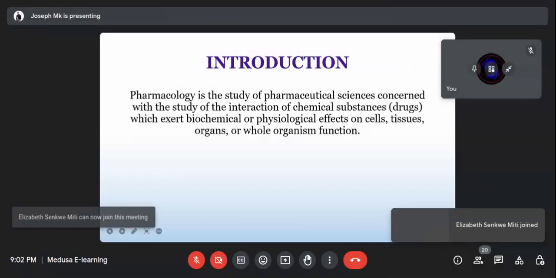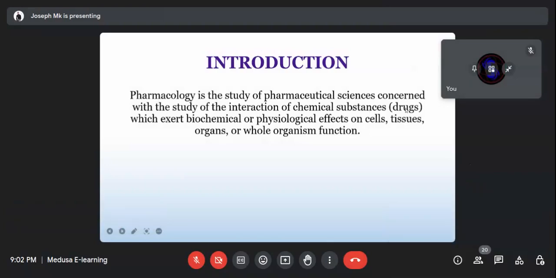So in our introductory part, we are saying pharmacology is just the study of pharmaceutical sciences, which is concerned with the study of the interaction of chemicals, which, just like I said earlier, are drugs. And these drugs exert biochemical or physiological effects on cells, tissues, organs, or just the whole organism function.